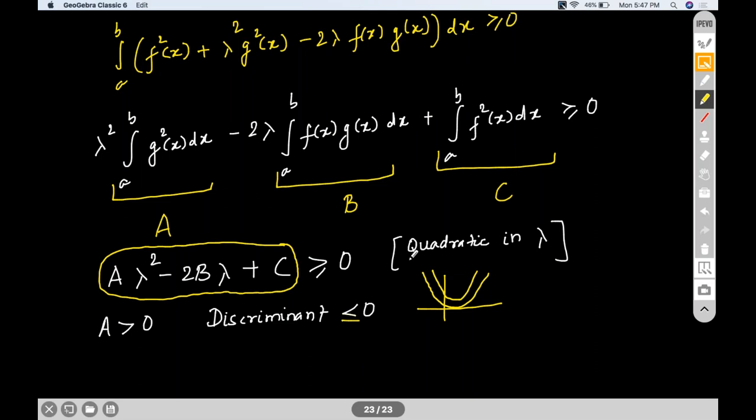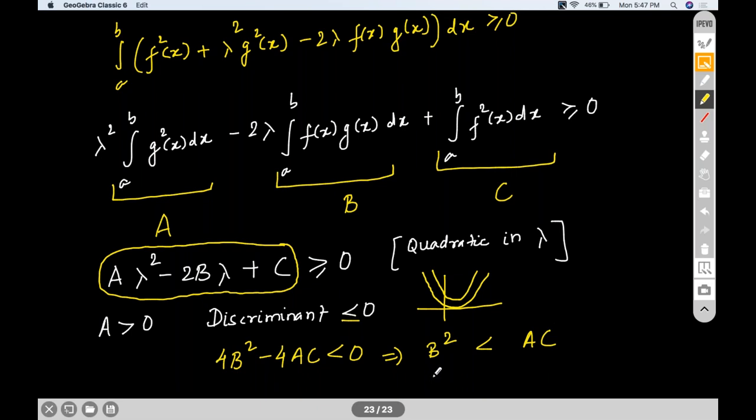Yes, okay, people are typing yes. Okay, so discriminant less than 0 means what? Discriminant here will be 4b square minus 4ac, which should be less than 0. That means you are trying to say b square would be less than ac.